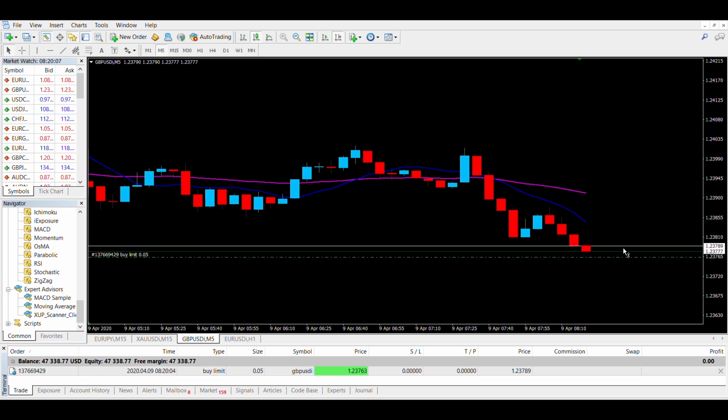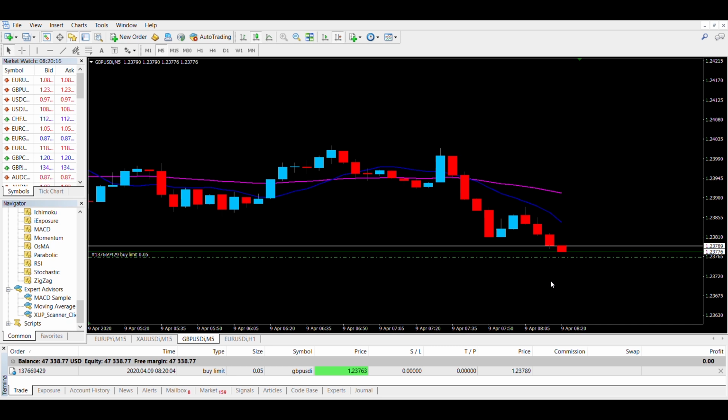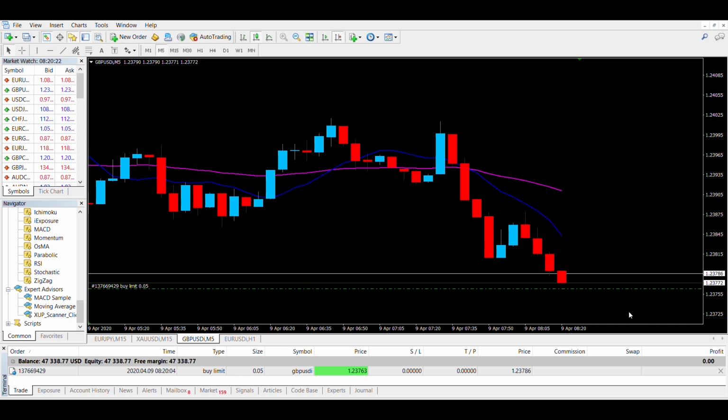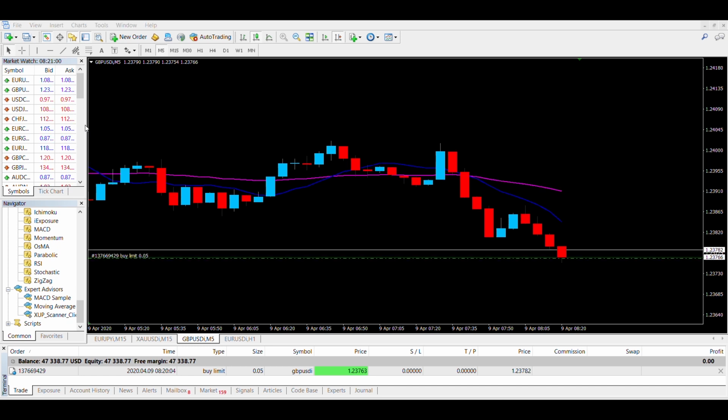Okay, and then you can go in and modify, but I'm going to wait until it triggers the order and then I'll go ahead and modify after. So far we have done a sell limit, a buy stop, and now we're doing a buy limit, and we've done market execution. We are waiting for that white line to cross over to get in.